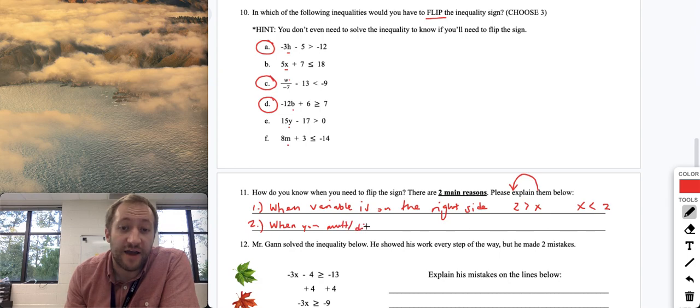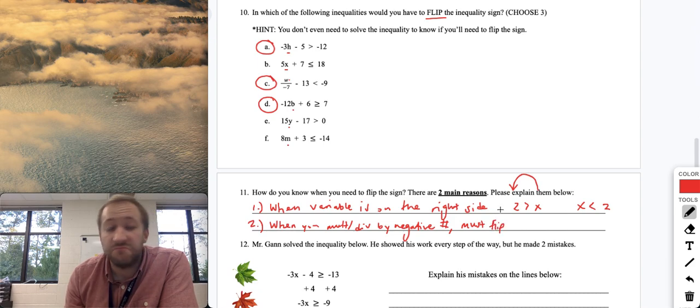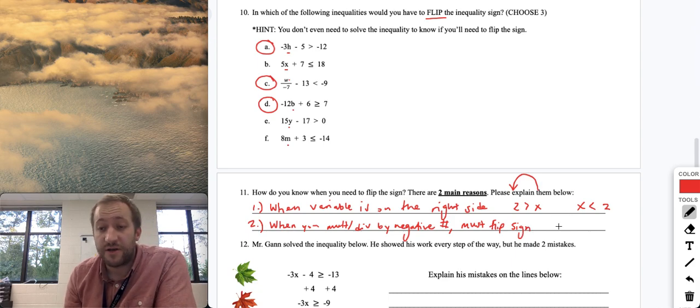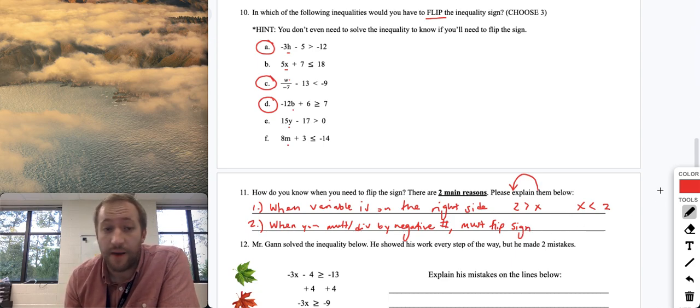All right. And the second reason, whenever you multiply or divide by a negative number, you must flip the sign. And this one is a requirement. All right. This one up here, you don't have to technically. It's not a requirement. If you left it as 2 is greater than x, that's just fine. That's correct. This one, however, is required. You must flip it. All right. For that inequality to be true, you have to use the opposite sign.